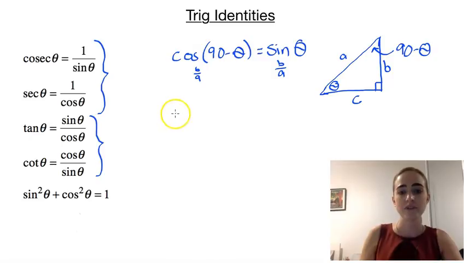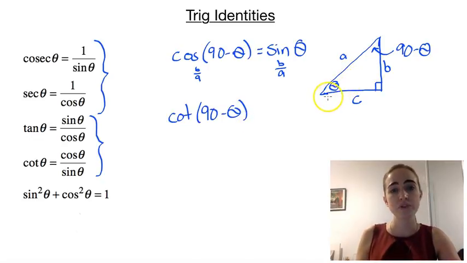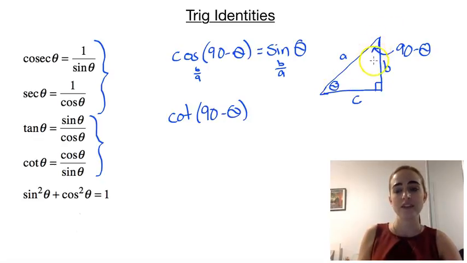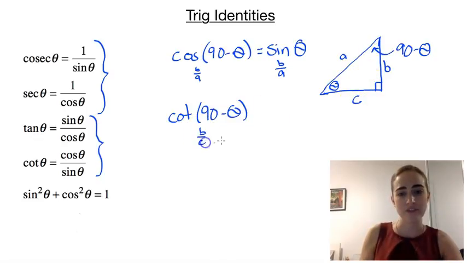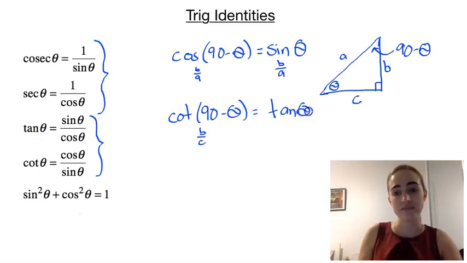Our next one is if we have cot of 90 minus theta. If we look here, cot is the reciprocal of tan. So instead of going opposite over adjacent, we're going adjacent over opposite. We're going from this one here. So adjacent is B and opposite is C. So that's equivalent to B over C. Now that's going to be equal to tan theta. So if we go from here, we're going opposite over adjacent, which will give us B over C as well. So cot of 90 minus theta is equal to tan theta.